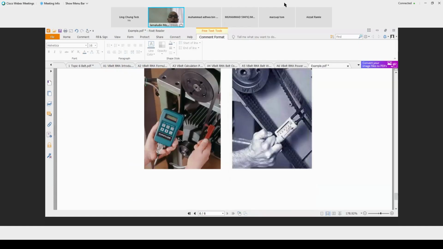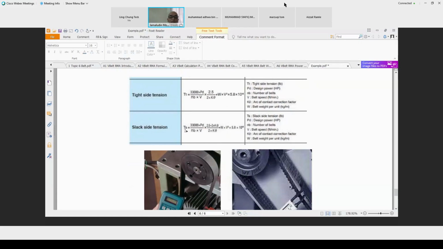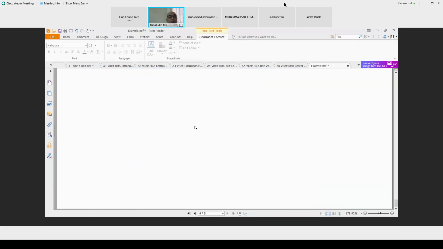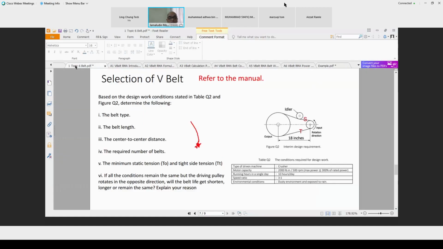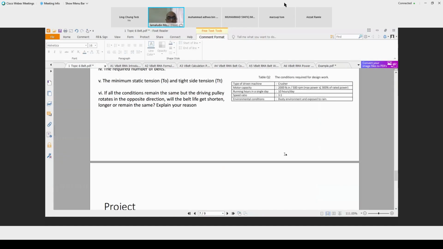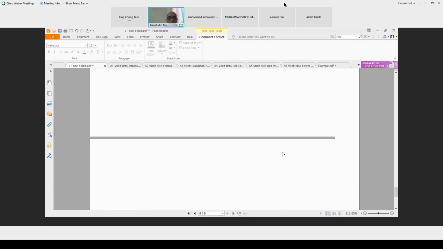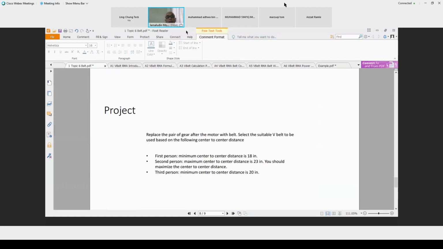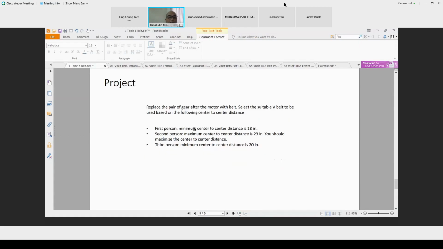you will get the right tension as in the design. Okay, that will be all for the selection of belt. Any question? Because we are talking about the project after this. Any question? Alright.